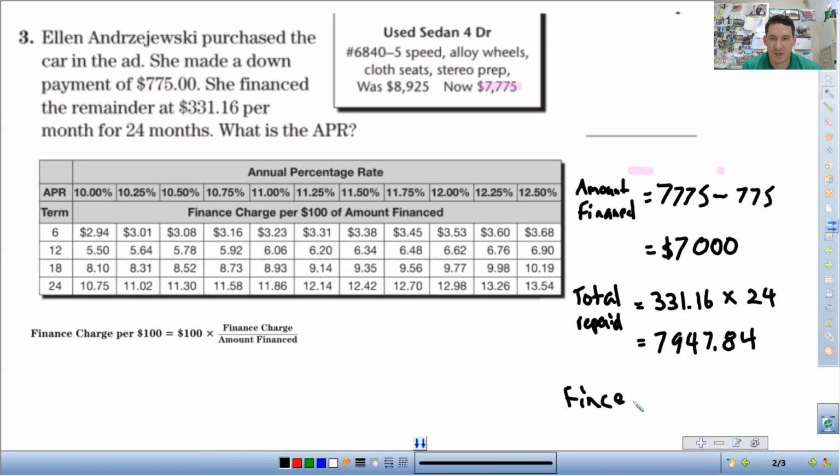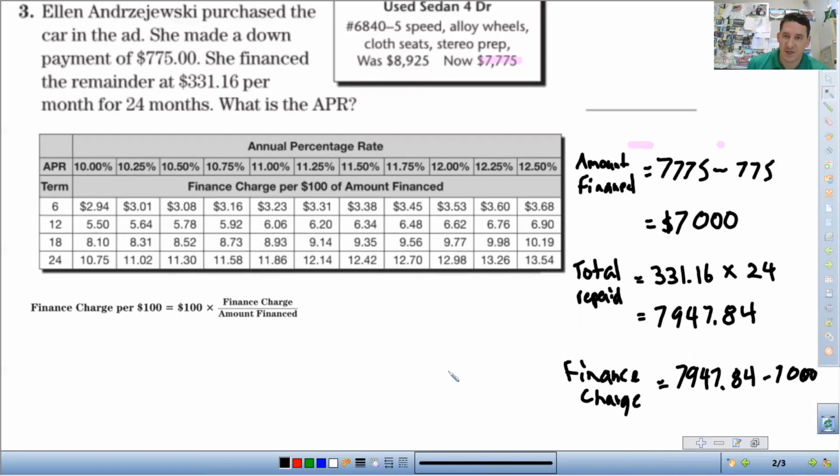All right. So the finance charge, last thing we need to do before we calculate out the APR. The finance charge is going to be the total repaid minus the amount financed. So she is paying an extra $947.84 to pay this off monthly for 2 years. Right.